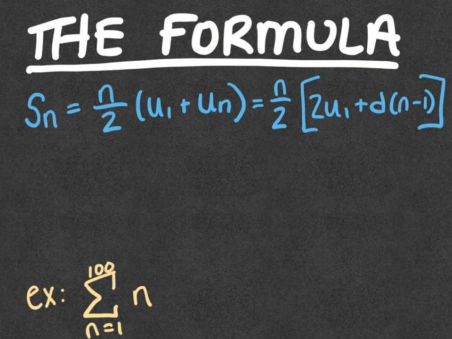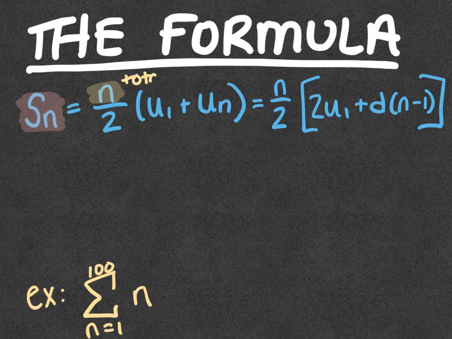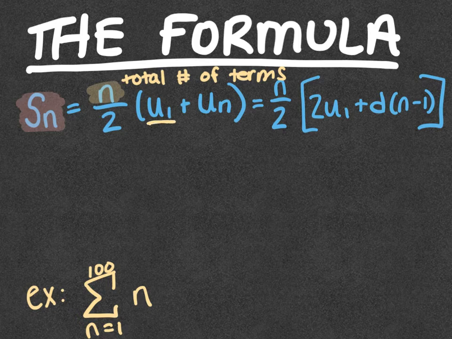So now that we've explored a couple of arithmetic series, let's go ahead and put this to a formula. This formula, S sub n, just represents the sum of n terms, and n would be your total number of terms. As in the other formulas, u1 is just your first term and un would be the value of your last term. We're going to get to this in a second.